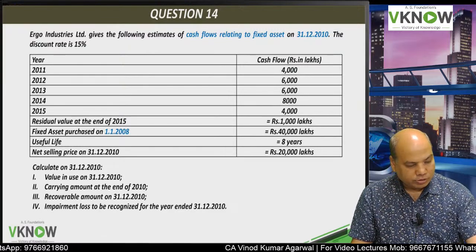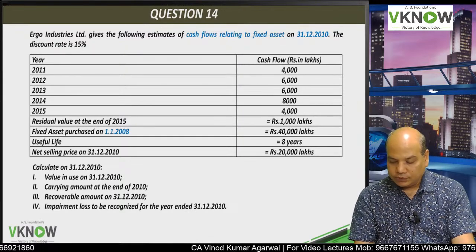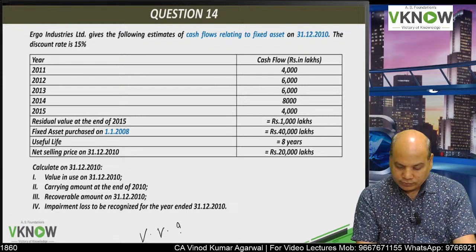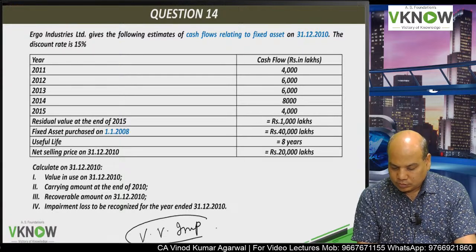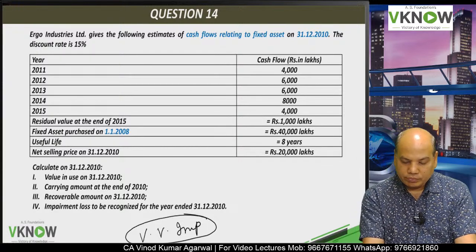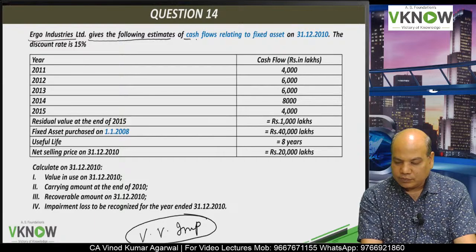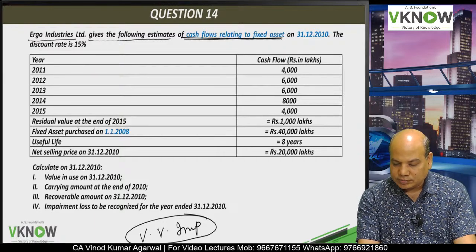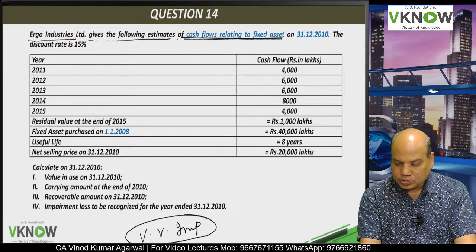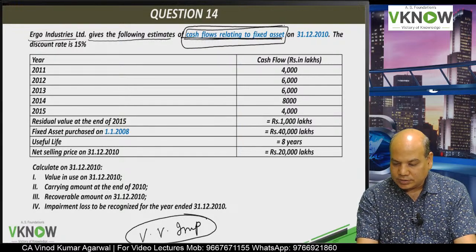Now we are going to take question number 14. Question number 14, very, very important. Ergo Industries Limited gives the following estimate of cash flow relating to fixed asset. So this is cash flow relating to fixed asset.